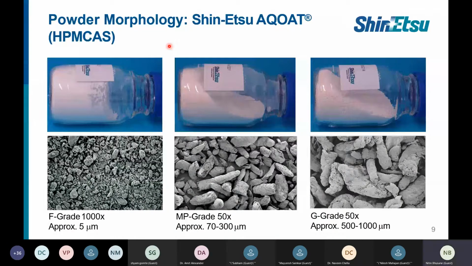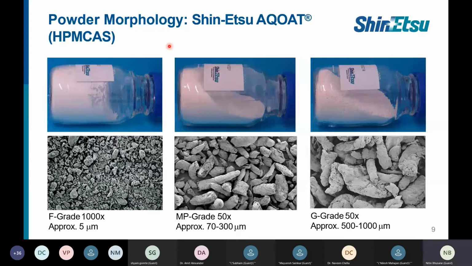I think the picture is quite clear to all of you. As I explained, we have three different particle size grades for HPMC acetate succinate. The first picture shows the F grade, which has a mean particle size of around 5 micron. It is a very fine grade, but it doesn't have any flowability at all. The powder sticks to the bottle itself.